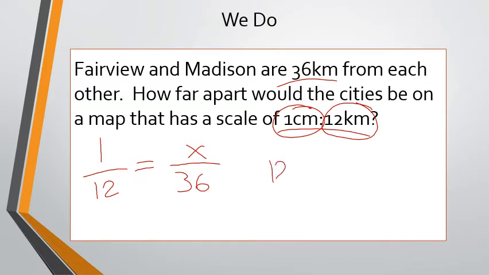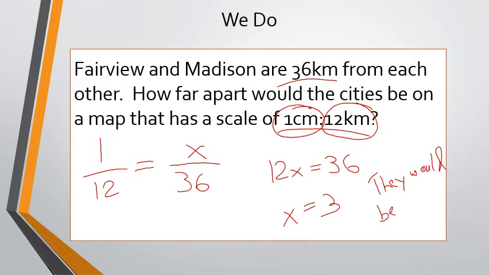You cross multiply, you get 12x is equal to 36 from cross multiplication. X is 3. Divide both sides by 12 there. So how far apart would they be? They would be 3 centimeters apart.